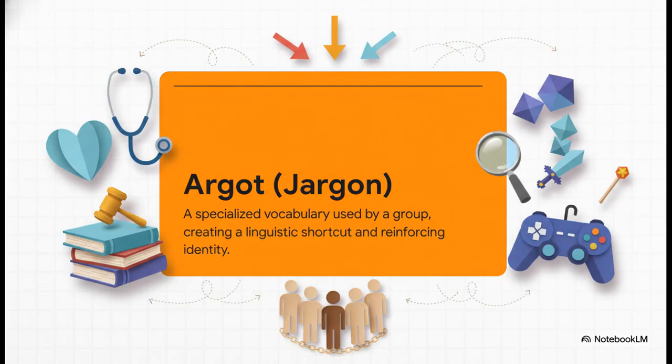This reliance on shortcuts brings us to jargon, or argot. It's the specialized language of a specific group. So whether you're a doctor talking about a stat consult or a gamer talking about a nerf, your community has a unique vocabulary. And it does two things at once. It's an efficient way to communicate, and it's a powerful signal that you belong. It says, "Hey, I'm one of you."